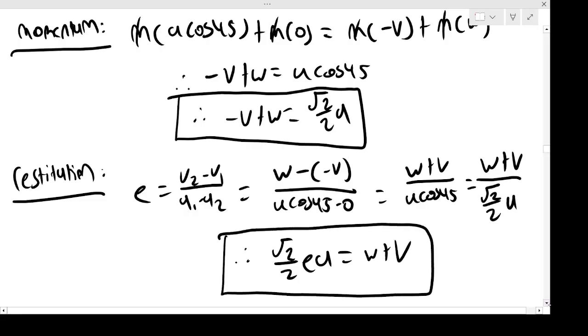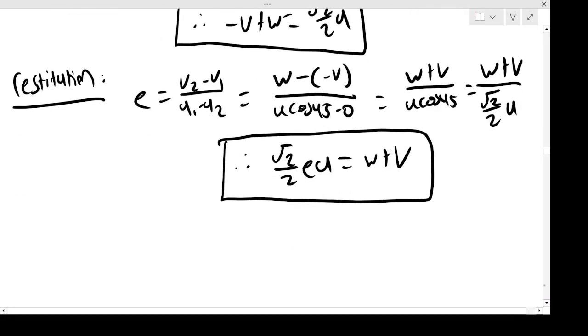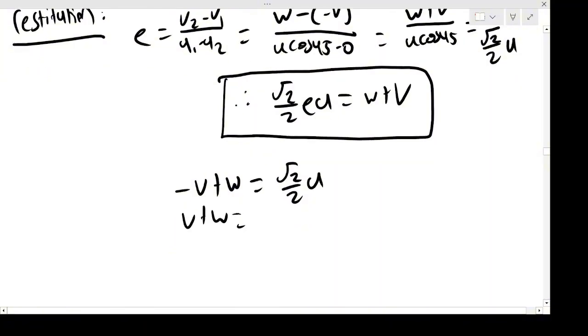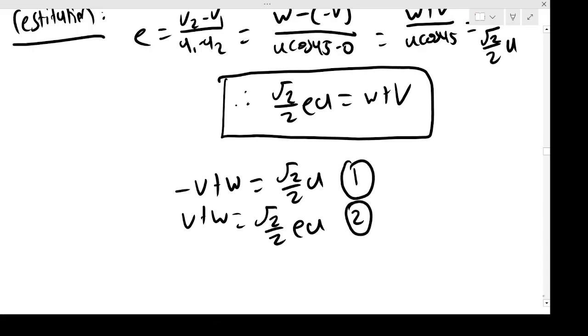So again, I've got these two simultaneous equations. I want to solve for V and W. So minus V plus W is root 2 over 2U, and also V plus W is root 2 over 2 EU. Okay, so I want to solve for V and W.